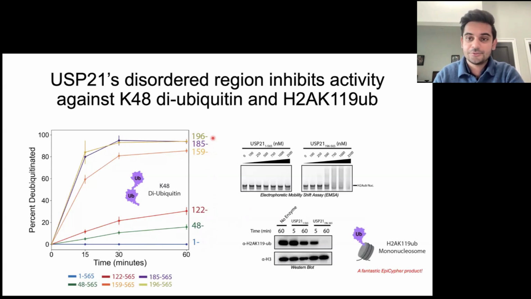In our paper, we showed this on a series of other substrates, but most importantly, we also showed this on H2A-K119 ubiquitinated nucleosome, where you can see by EMSA that the full-length enzyme is unable to effectively bind to the nucleosome core particle, and it also has much poorer activity on nucleosomes in cleaving ubiquitin from it.